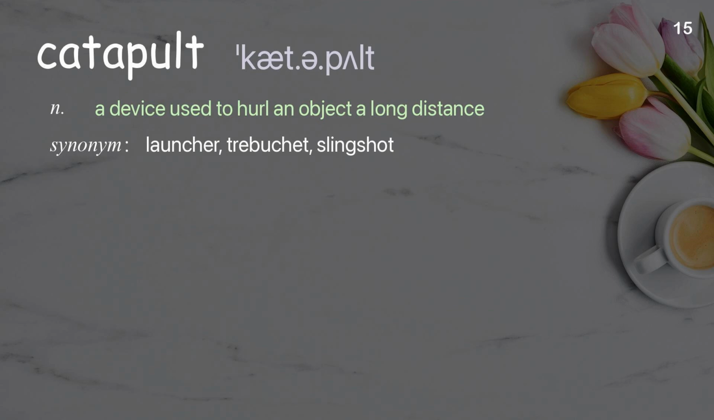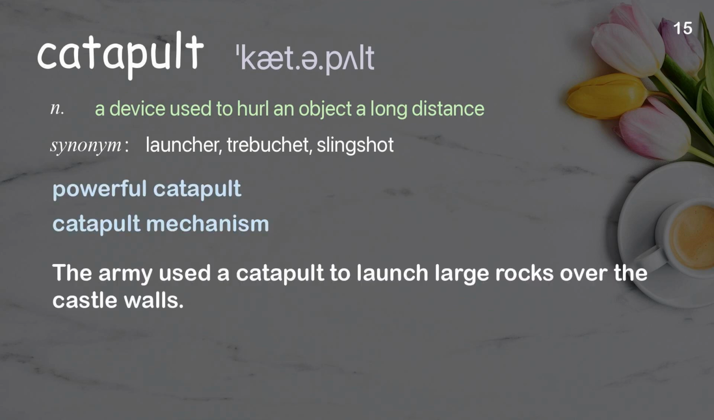Catapult. A device used to hurl an object a long distance. Examples: Powerful catapult. Catapult mechanism. The army used a catapult to launch large rocks over the castle walls.